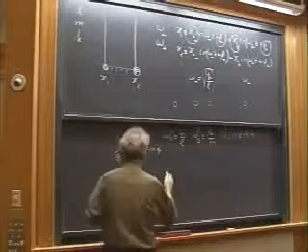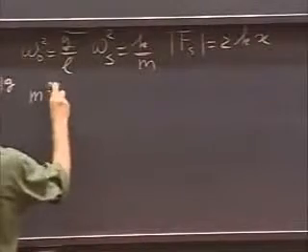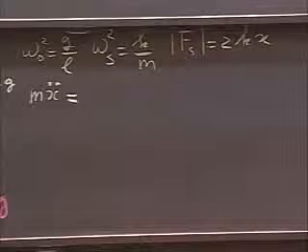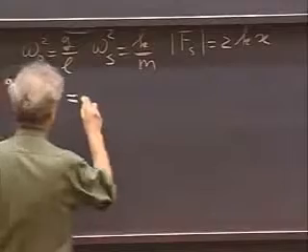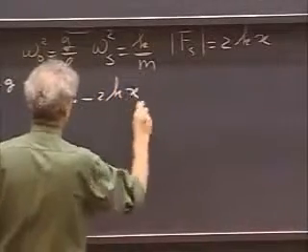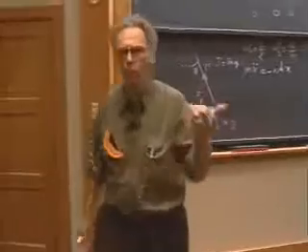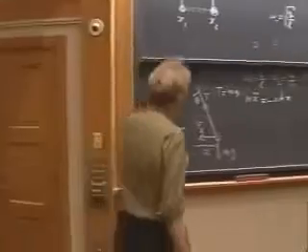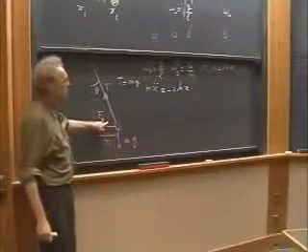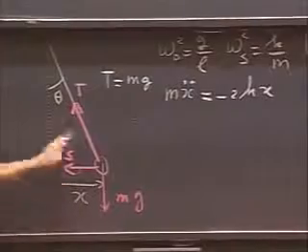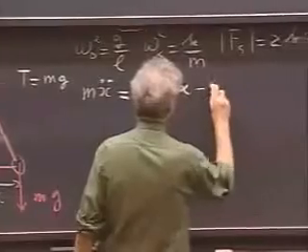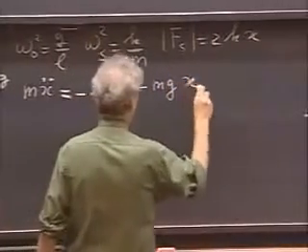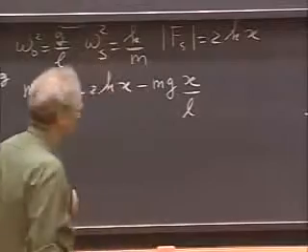So, Newton's second law: m x double dot equals... Now there are two forces that I have to take into account. First, the spring force, which is minus 2kx. And then I need the horizontal component of the tension. Remember, that's the only one that is important here, which is T sine theta, but T is mg, and sine theta is x divided by L, if L is the length of the pendulum. So we get minus T, which is mg, times the sine of theta, which is x divided by L.